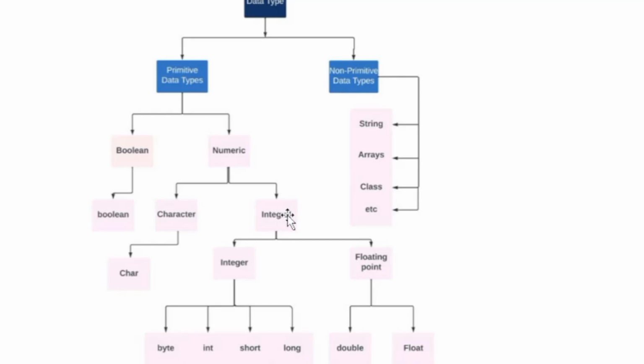And in integral type we have subtypes, which are integers and floating point. In integer we can have byte type, int type, short type, or long type. And in floating point we can have double type and float type. We'll talk about these in Visual Studio, and we'll also define as well as declare them one by one.